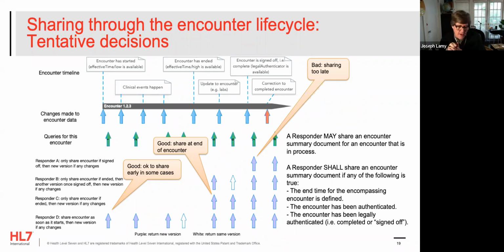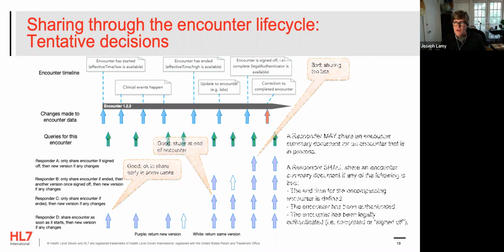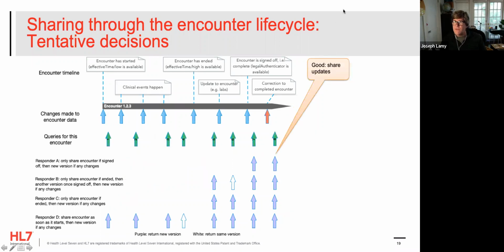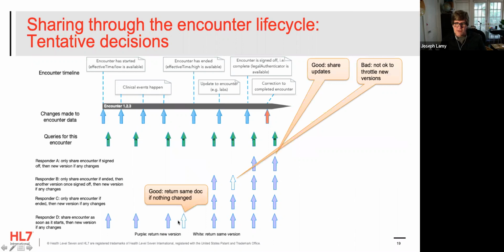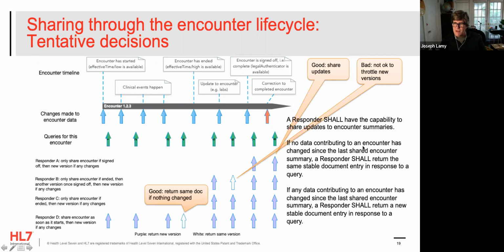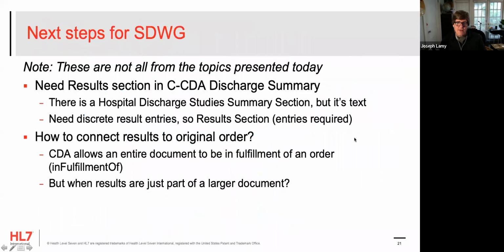Yeah, I know we're at time. All right, this is a really good conversation. I wish we could go for another couple hours. What I want to show you at least is the rest of the stuff that we talked about: it's good to throttle new versions, and good to return the same document if nothing's changed. So this is less to do with CDA and more to do with dynamic behavior. If you're interested, you can look at the slides. And then I had some next steps, which were not even related to this, but I want to get them in front of the group. Maybe we can revisit these later in the day.